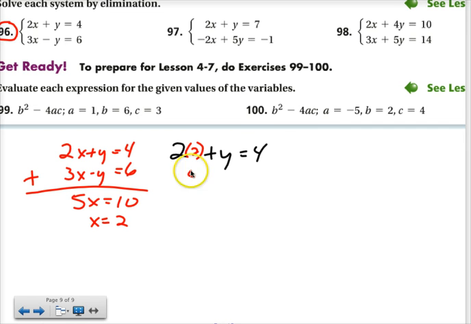And that will give me 4 plus y equals 4. You subtract 4 from both sides, and you get a 0 for y. So the ordered pair there is 2, 0, and you try that out in both of those equations, and it works. Those are the frequently asked questions for section 4-6.